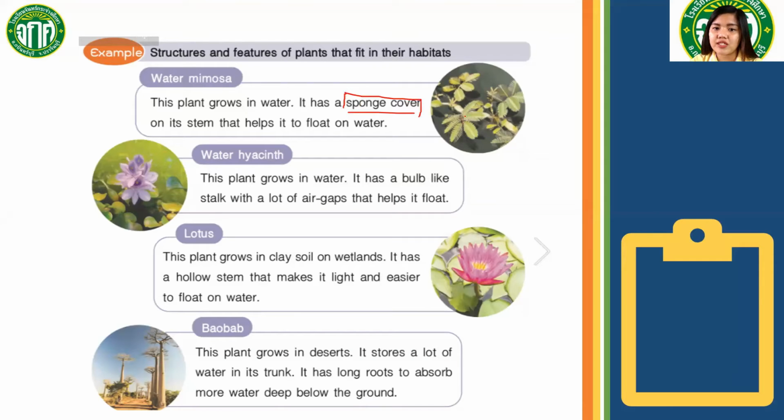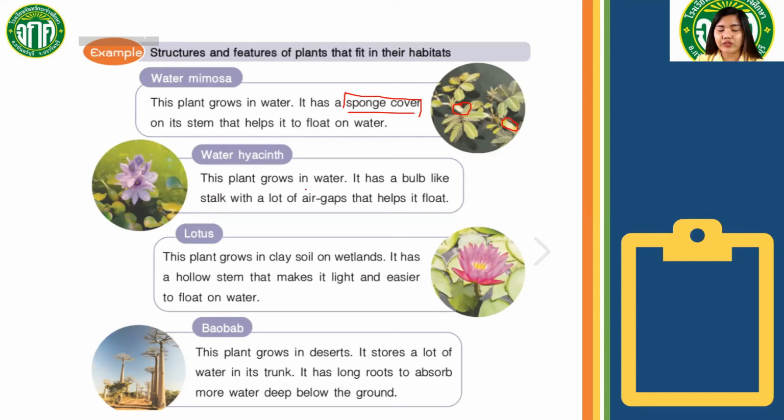So as you can see, there is white here on its stem. Okay, that is the sponge cover. All right, that helps this plant float on the water. Okay, so that is how water mimosa adapts to its living environment. Okay, all right. Next we have here water hyacinth.